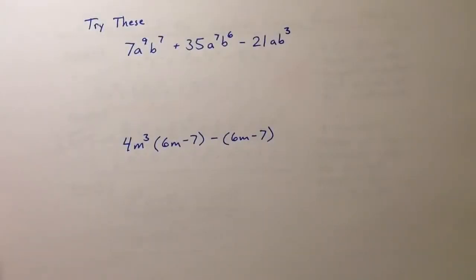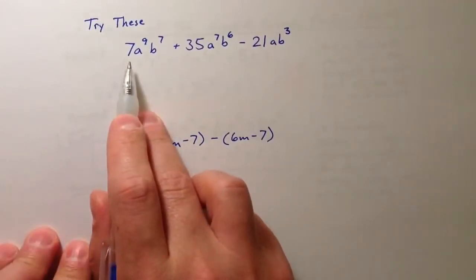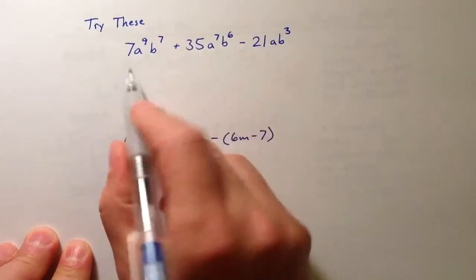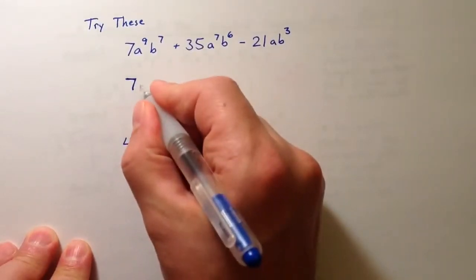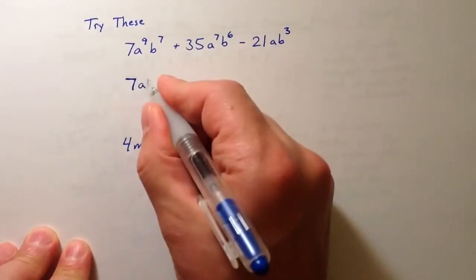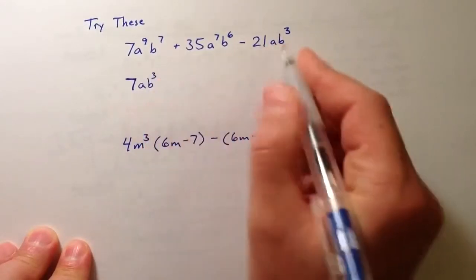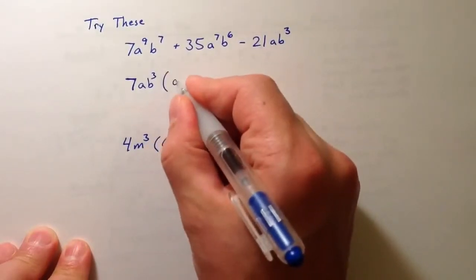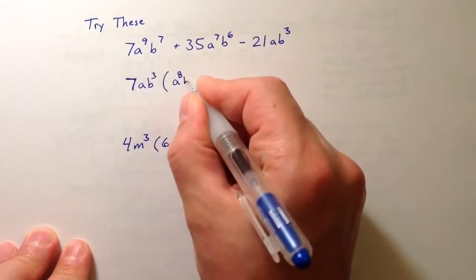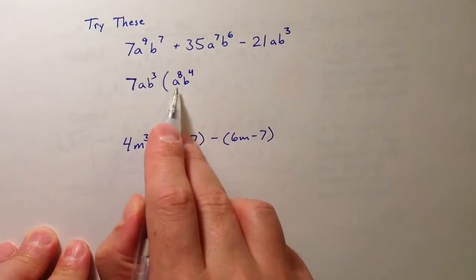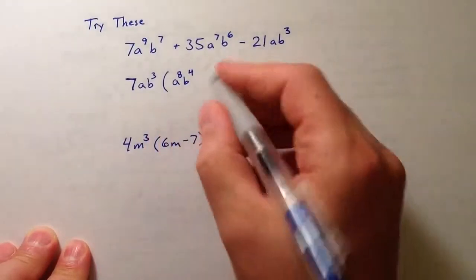I hope you took a few minutes to try to work out the answer to these problems. Let me walk through what the answer is. So in the first example, it turns out 7 divides each of those numbers. There's only one a in the last term, so that's the most number of a's. And b cubed is also part of that last term. So then what's left behind is a to the 8th times b to the 4th. We factored out the 7. We took away one a, that left 8 behind, and we took away 3 b's.